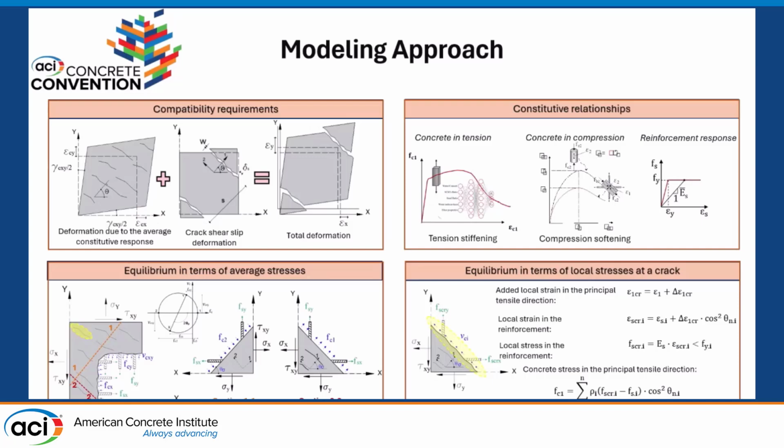So, our modeling approach utilized VecTor2, which is a nonlinear finite element analysis software that uses a smeared hybrid rotating crack model. Our compatibility requirements allow for slip along the crack. Our equilibrium conditions assess both the average stresses along the element's continuum, and the local stresses at the locations of the crack. In addition, we had specific constitutive relations to account for the behavior of UHPC, including the artificial neural networks based tension model, which we will discuss later in this presentation.